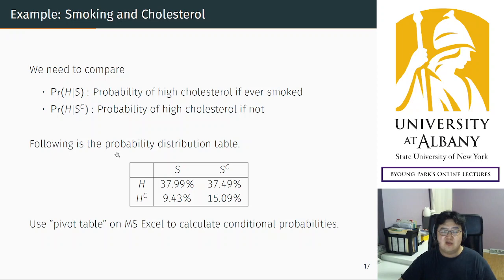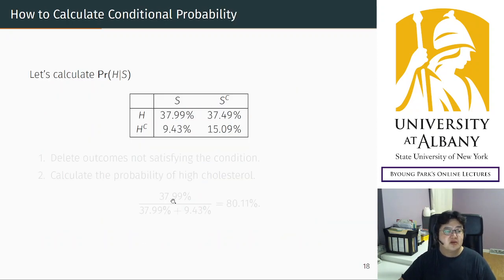So we made a probability distribution table, and then we learned how to calculate conditional probabilities on Excel using a pivot table. Now you can do it by hand. I will now connect the results to the probability distribution table. How can we calculate conditional probability from the probability distribution table?